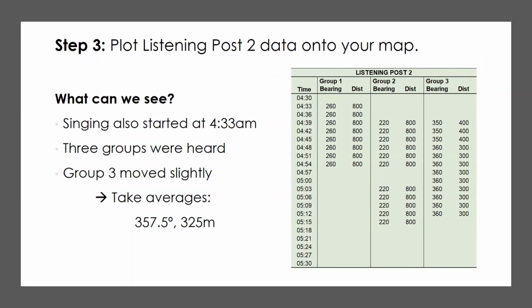What is different about this particular data set is in this red box, you can see that the bearing and the distance changed slightly. So Susan mentioned this is very normal. This is because gibbons often move towards the core of their home range while singing. So they moved from a 350 degree bearing to 360 and moved about 100 meters difference. So in this example, for plotting your map by hand, we would just take an average of all these data.